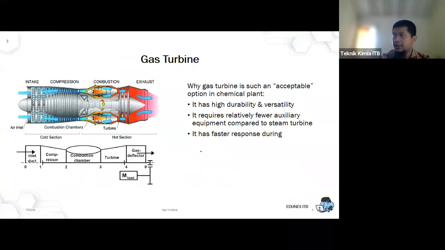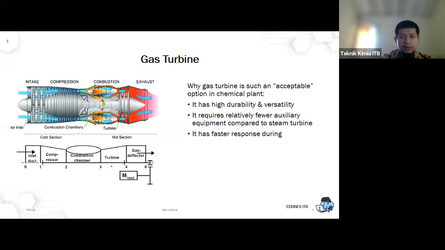And then it requires relatively fewer auxiliary equipment compared to the steam turbine. The most compact, of course, is the diesel, the diesel engine. It is very compact, but the diesel piston engine fuel cannot be changed as we wish.